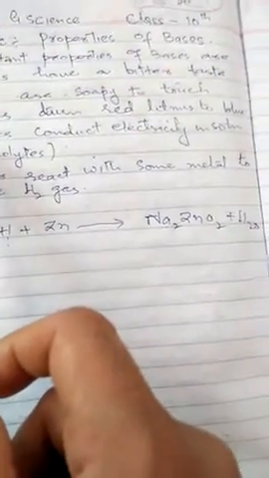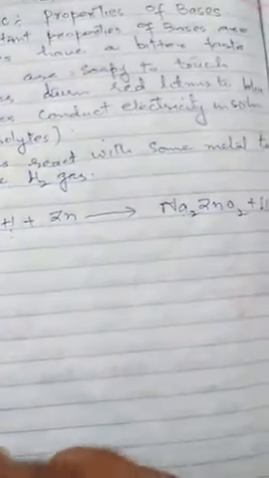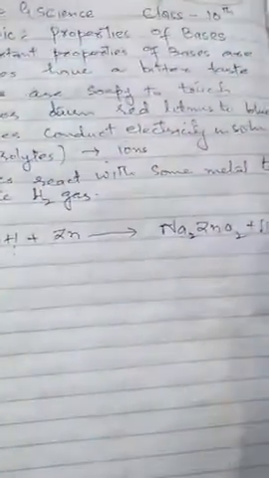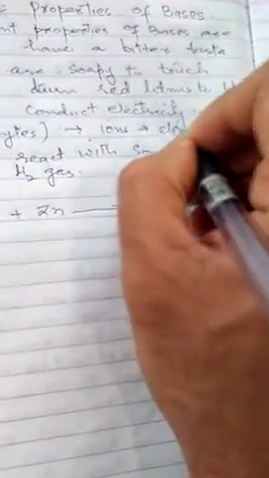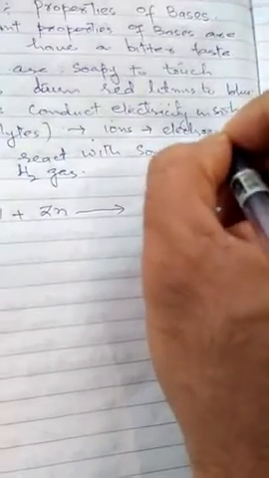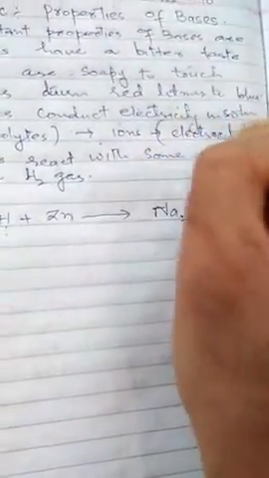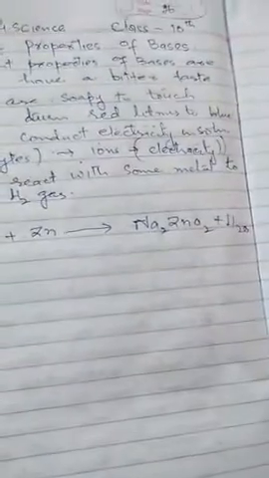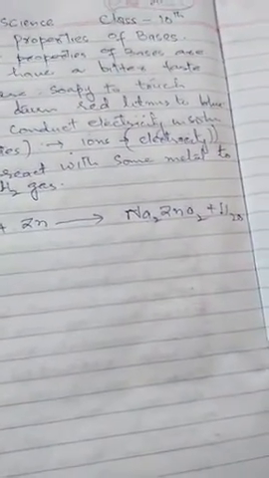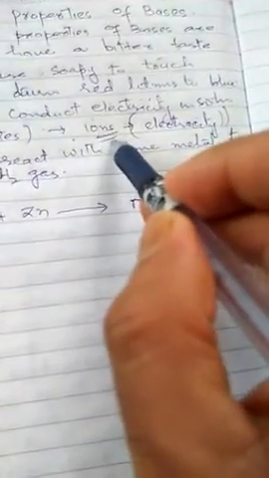Fourth property is that bases conduct electricity in solution. They act as electrolytes. When a base is dissolved in water, what happens? It splits into ions. Due to the presence of ions, solutions of bases conduct electricity.